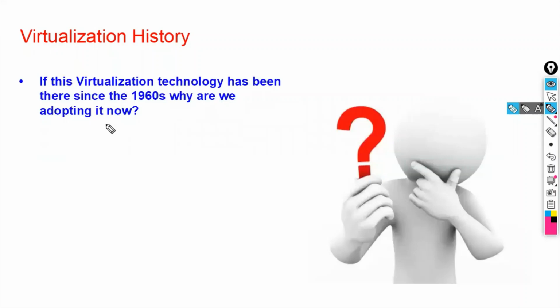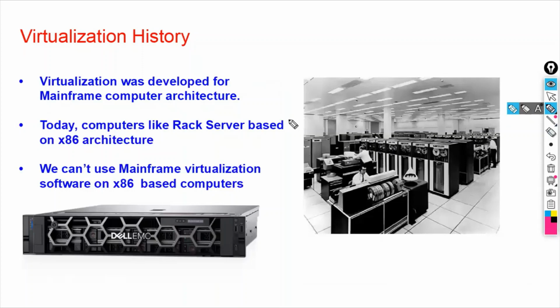So you might be wondering, if this virtualization technology has been there since the 1960s, why are we adopting it now? Let us try to understand the reason. Virtualization was developed for the mainframe computer architecture.